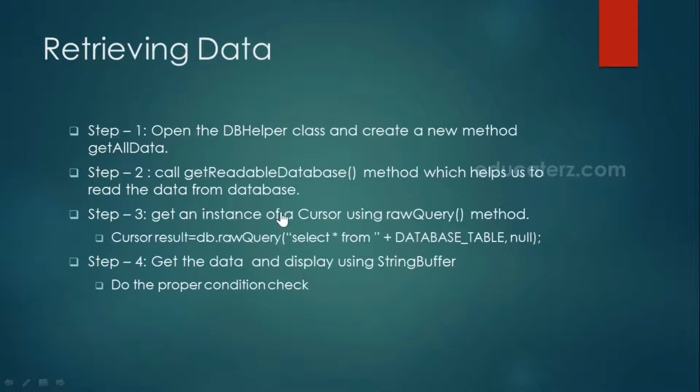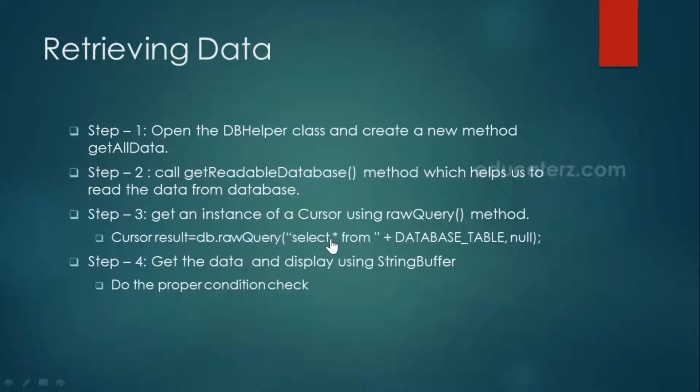So the first thing, you have to create, as usual, a getAllData method in your helper class. Then if you want to read the data from the database, we use the getReadableDatabase method, which will help us read the data from the database, and then get an instance of the cursor using the rawQuery method, which is going to take your table statement or query, or execute an SQL query, whatever it is.